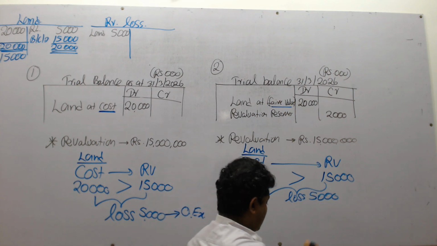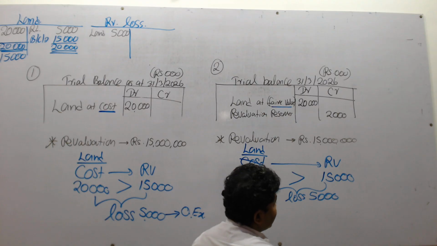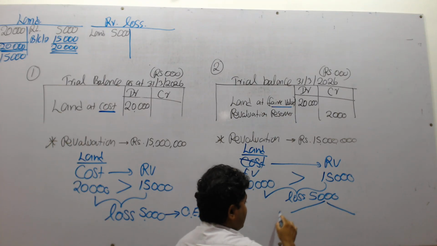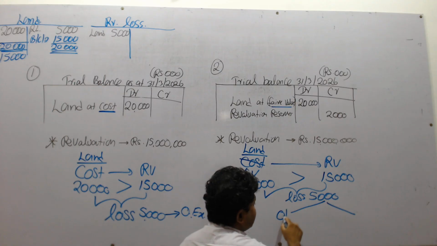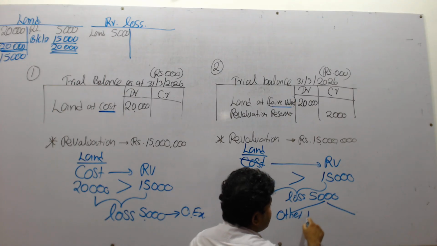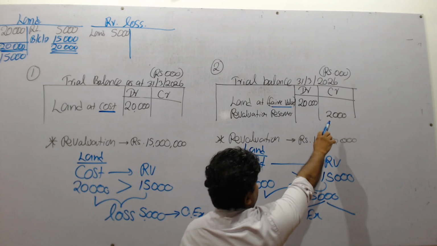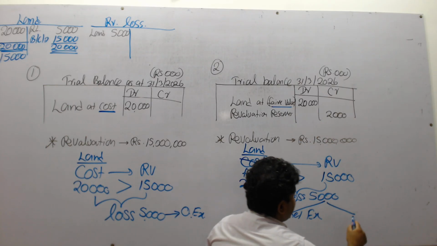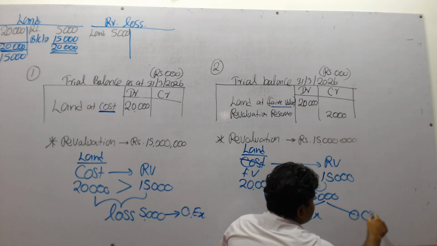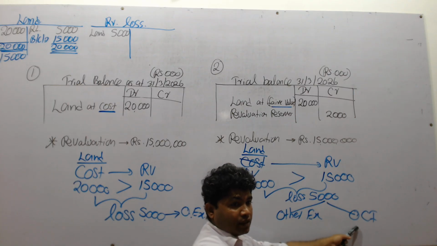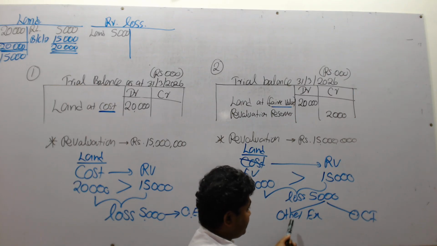Normally a loss should be recorded under other expense. Think how to record this loss. But this is a second-time loss. There was a previous profit available. Think, profit should be recorded under other comprehensive income. If there is a profit, it should be recorded under other comprehensive income. If there is a loss, it should be recorded under other expense.